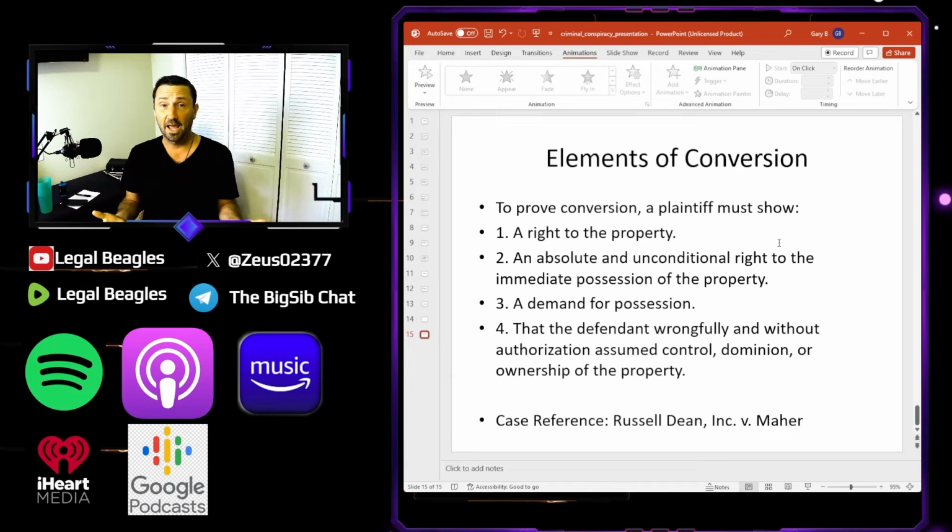3, a demand for possession. 4, that the defendant wrongfully and without authorization assumed control, dominion, or ownership of the property. And this is case reference Russell Dean Incorporated versus Meyer. And so, the elements of conversion: whether they tow your car, and you haven't given permission and they haven't given you due process, that would be an example of conversion.